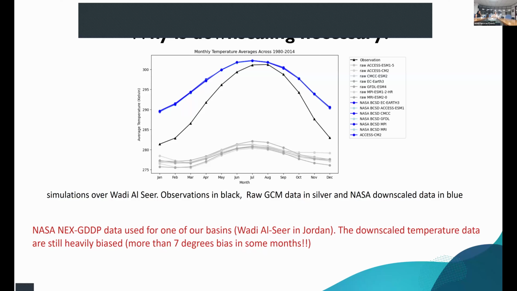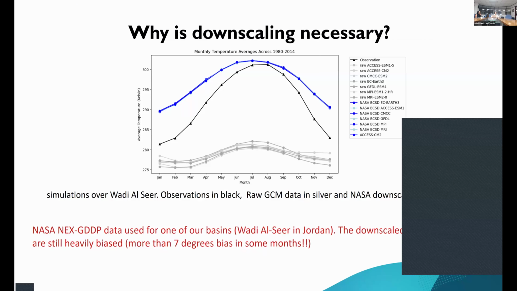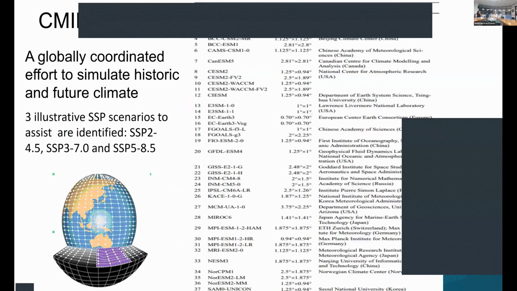These limitations in existing datasets highlight why we need to develop high-resolution climate scenarios tailored specifically for our pilot basins. None of the current datasets could provide the temporal detail, spatial accuracy, or bias correction needed for effective local scale adaptation. Now let's briefly introduce the CMIP6 models that we used in this study.